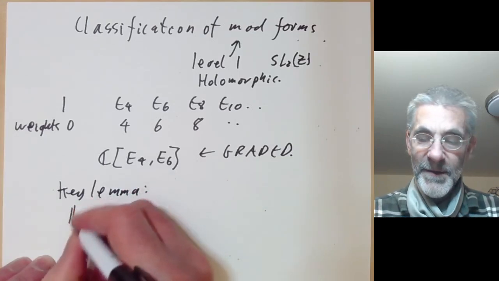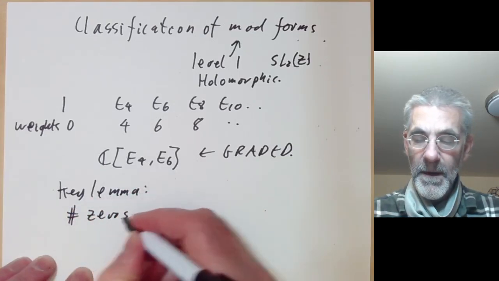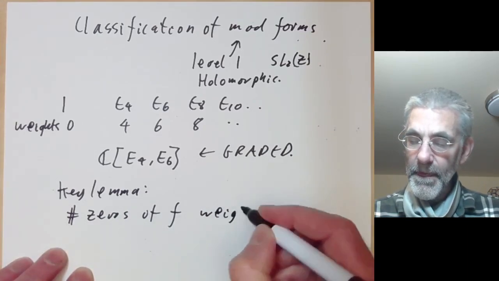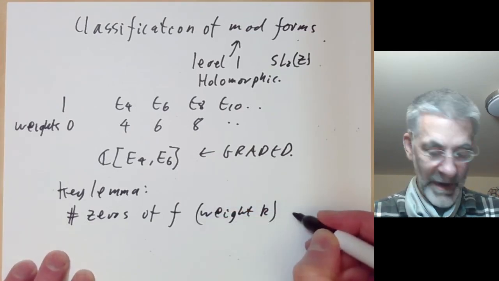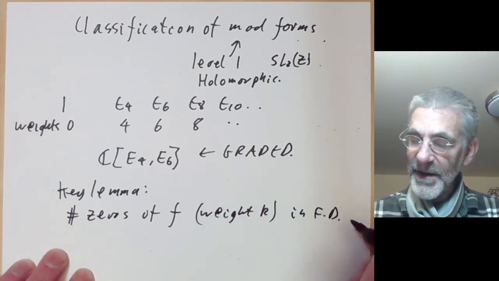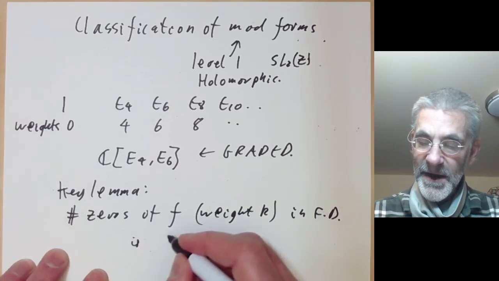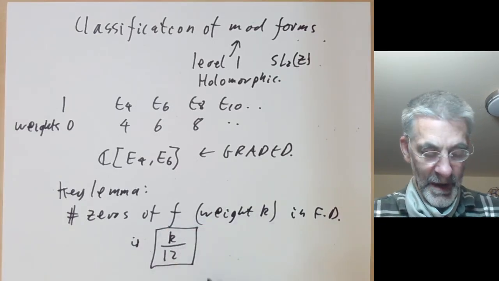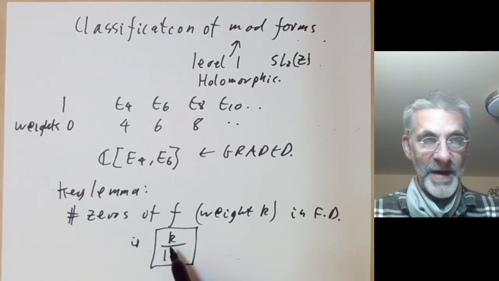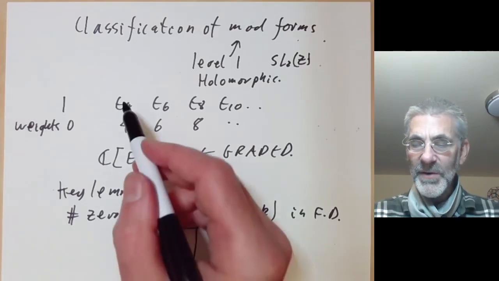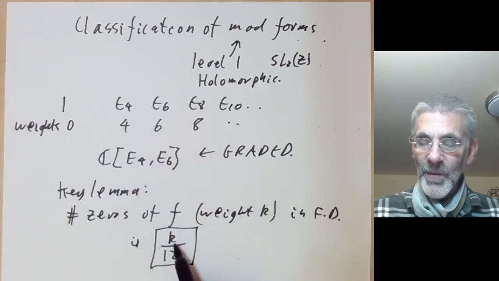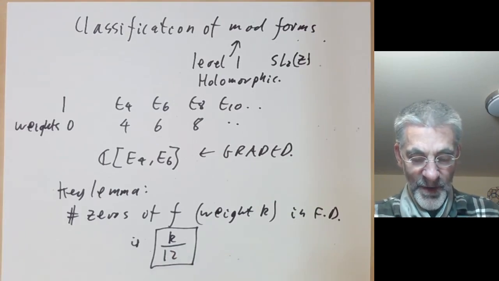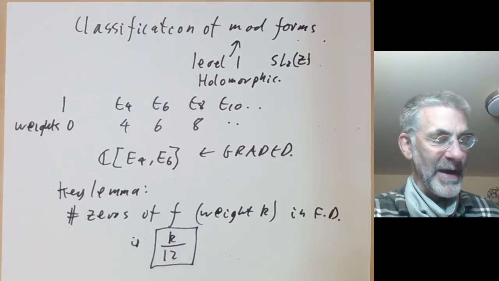This says the number of zeros of a modular form f of weight k in a fundamental domain of SL2 of Z is k over 12. And you've got to be a little bit careful here because you need to count the zeros in the right way. You notice that if k equals 4, we seem to be claiming there is 1/3 of a zero in the fundamental domain, and well, we'll explain what this means a little bit later.